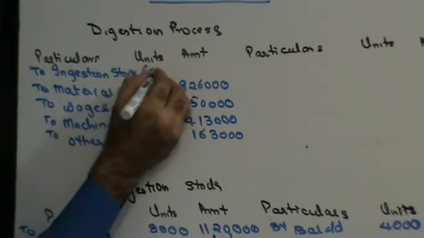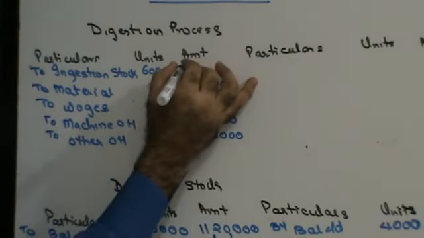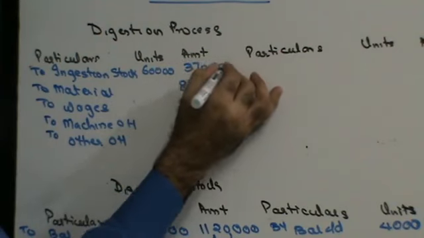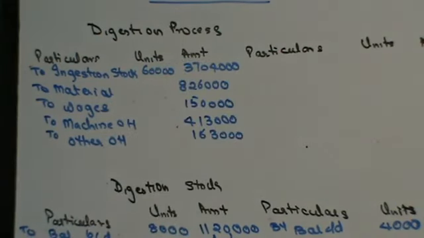Units are 60,000 and amount is 37 lakh 4,000. Right? Now, let's see this digestion process. In digestion process, let's add this. Units will be 60,000, and if I add all the amounts, that is 37 lakh 4,000 plus 8 lakh 26,000 plus 1 lakh 50,000 plus 4 lakh 13,000 plus 1 lakh 63,000. If I add all of that, I will get 52 lakhs 56,000.